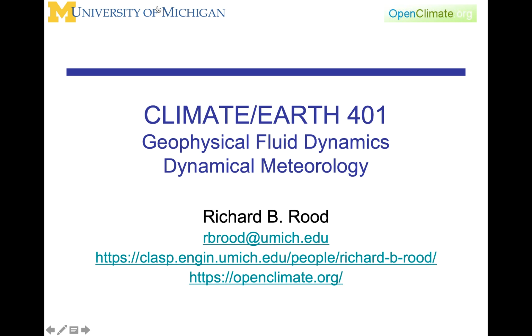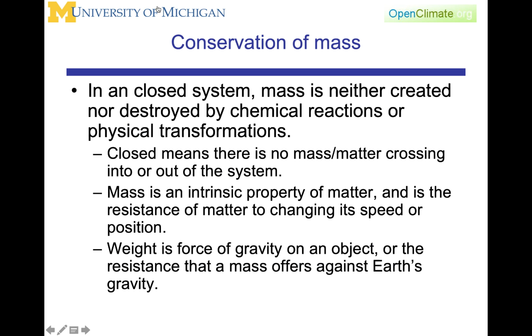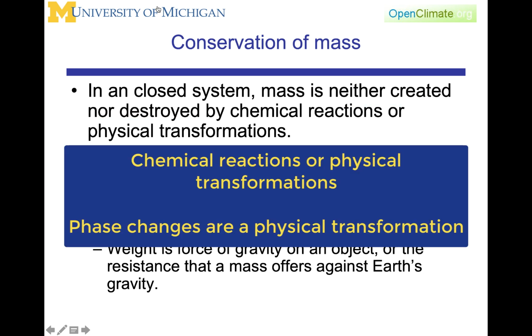In this lecture in Climate and Earth 401, we're going to talk about the conservation of mass. The conservation of mass is probably the most intuitive of the conservation principles that we will use in dynamic meteorology. It states that in a closed system, mass is neither created nor destroyed by chemical reactions or physical transformations.